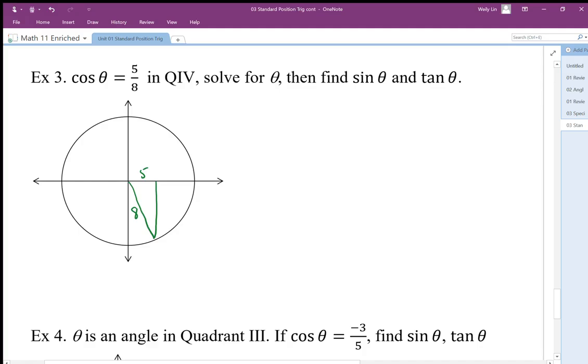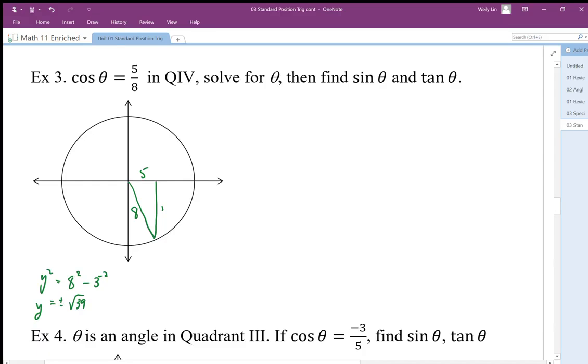Okay, so it says solve for theta and find sine and tan. I'm going to do sine and tan first by solving for this third side. So I'm going to go 8 squared minus 5 squared, so 64 minus 25. That's going to give me 39. So I'm going to end up with square root 39 as my radius. Sorry, not as my radius, as my y position. Okay, now mind you, it's going to be plus minus.